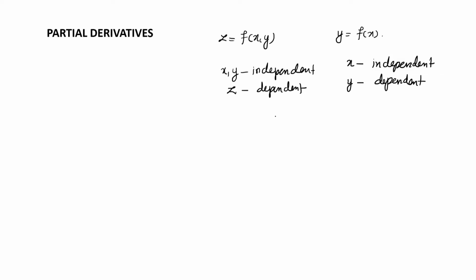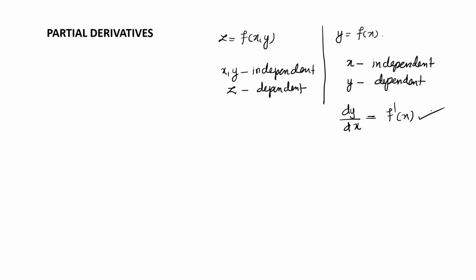Suppose for the single independent variable function, we can differentiate the dependent variable with respect to the independent variable. Therefore, we will write dy by dx. We can write it as f dash of x. This is the derivative of the function y with respect to the variable x. But in the two variable function, that is z is equal to f of x, y, we cannot differentiate this z or the function f with respect to a single variable alone in this manner.